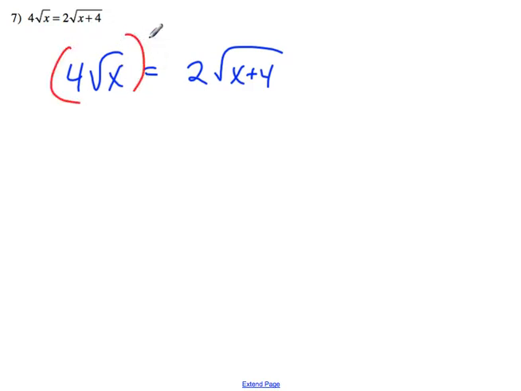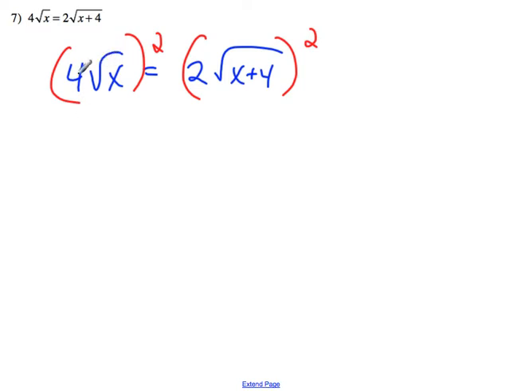Let's do that again here. So we have a radical. Here we're going to square both sides. We have to always, if we're going to square both sides, you have to square the whole thing. So let me rewrite it so we have more room. We're going to square both sides, but you have to square the whole side.